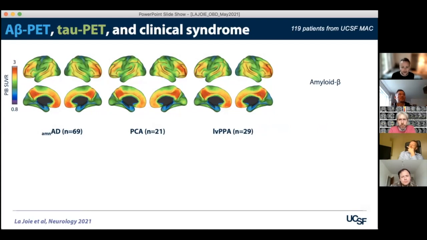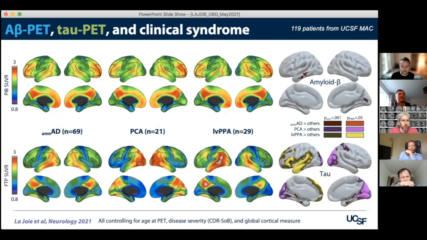And here we looked at 3 different phenotypes of Alzheimer's disease patients: amnestic AD, posterior cortical atrophy, and logopenic variant PPA. And these maps show you the average amyloid burden measured with PET. PIB is the first tracer that was developed and published in 2004 already. And what you can see is really that in these 3 phenotypes, amyloid is all over the brain. It's very widespread, and it doesn't really seem to distinguish the 3 variants.